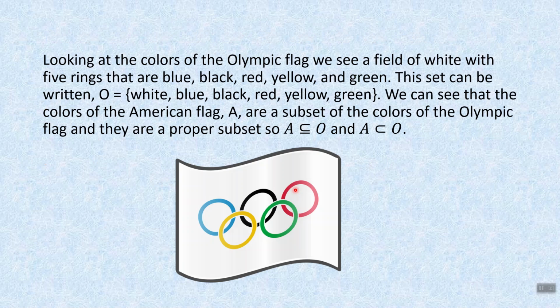So let's look at the colors of the Olympic flag. We see a field of white with 5 rings that are blue, black, red, yellow, and green. This set can be written as O equals the set, right? The squiggly brackets, the braces, white, blue, black, red, yellow, green, into the set here. We can see that the colors of the American flag A, red, white, and blue, are a subset of the colors of the Olympic flag.